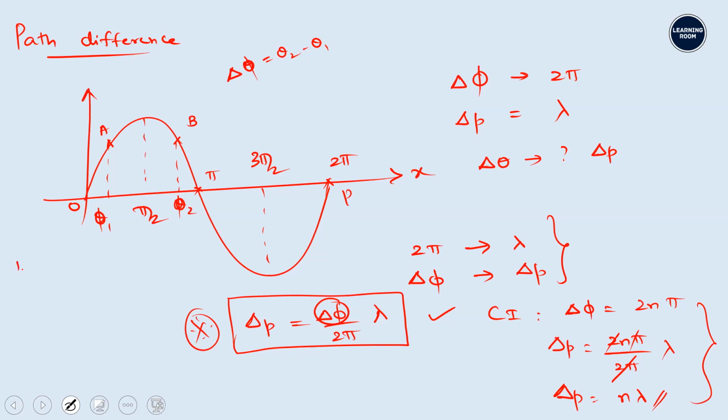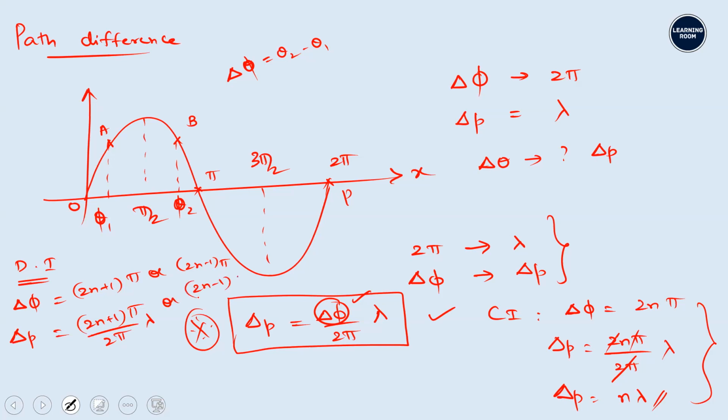In a similar way, if I want destructive interference, then I know delta phi should be equal to (2n plus 1) into pi or (2n minus 1) into pi. Right? Now, if I take this value and plug it here, then I'll get (2n plus 1) into pi divided by 2 pi into lambda, or (2n minus 1) into pi divided by 2 pi into lambda.